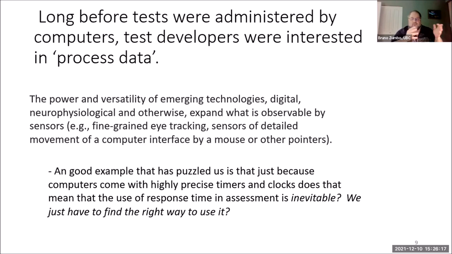Same thing with the beautiful body of work in the neurophysiological measures. Galvanic skin response is an old measure in the psychophysiology literature. It wasn't developed for assessment. Functional MRIs, very powerful tools. But in what way do we need to get this sense of inevitability, wrestling it out a little bit.